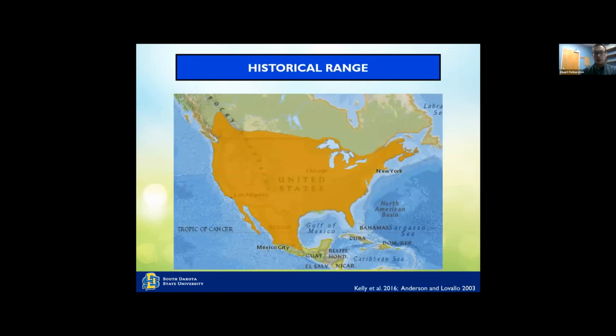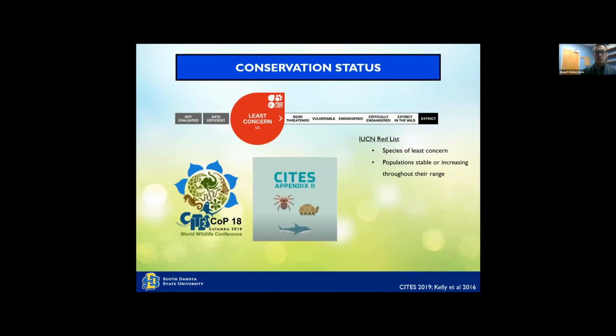So historically, bobcats have ranged throughout the contiguous United States as well as areas of Canada and Mexico. And currently, they maintain about 80% of that historical range. So bobcats are listed as a species of least concern on the IUCN Red List, and throughout their range, their populations are stable or increasing.